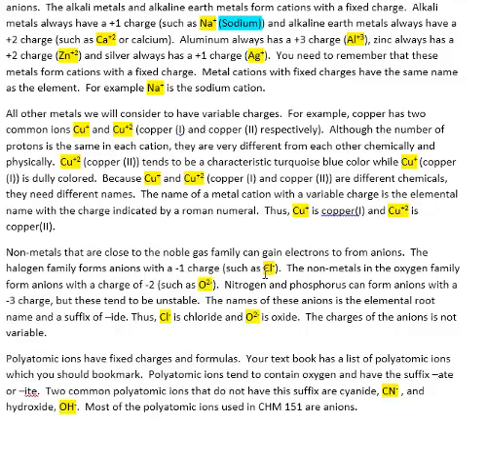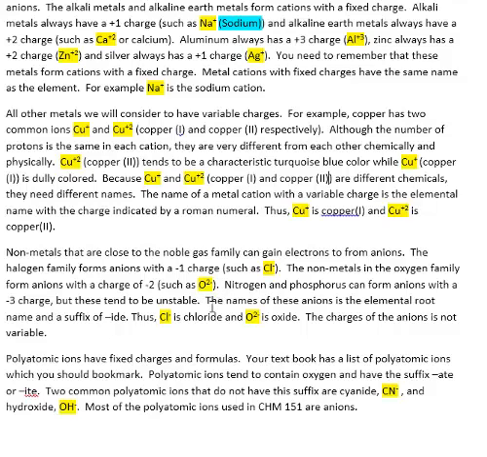So here again, we're going over the names, so I think that we just want to mention the letters and the overall charge because we're going to learn how to name these down here. So the halogen family forms anions with a -1 charge, such as Cl-. The nonmetals in the oxygen family form anions with a charge of -2, such as O2-. Nitrogen and phosphorus can form anions with a -3 charge, but these tend to be unstable.